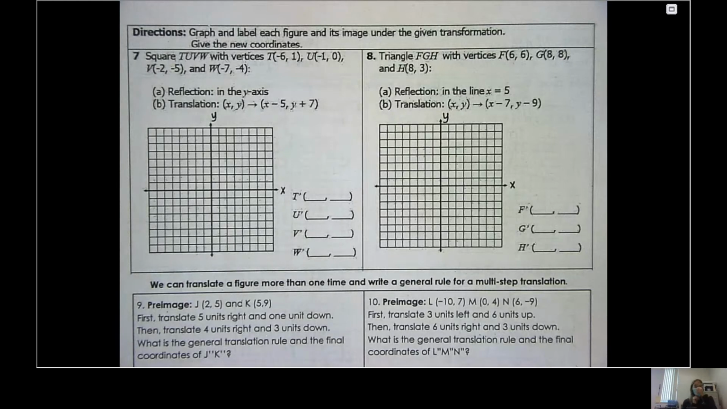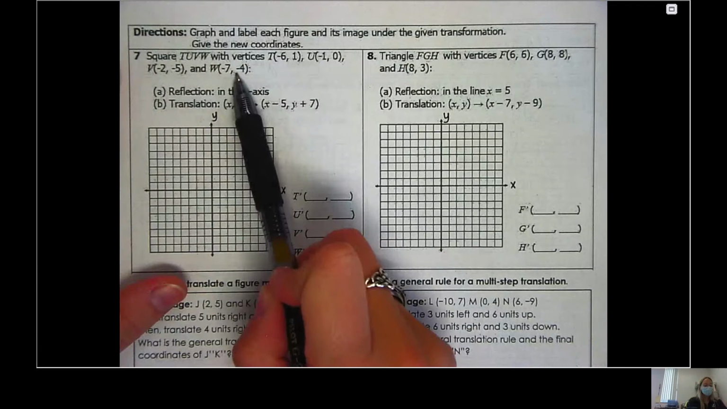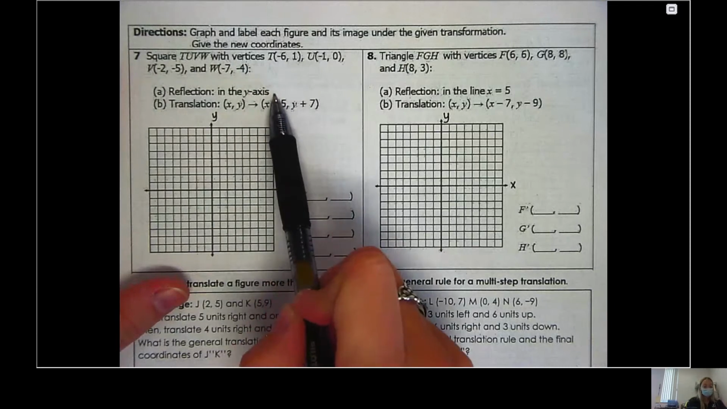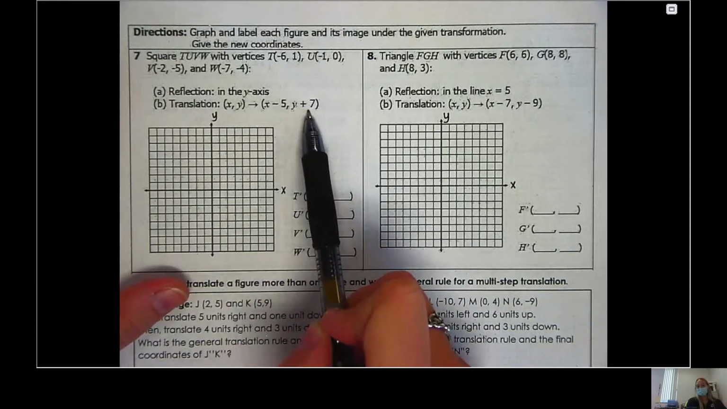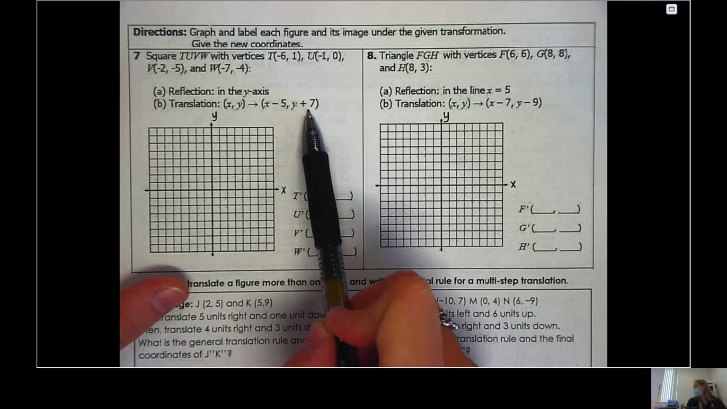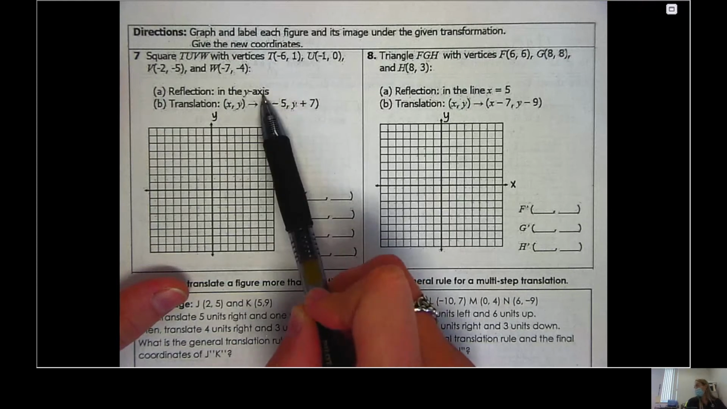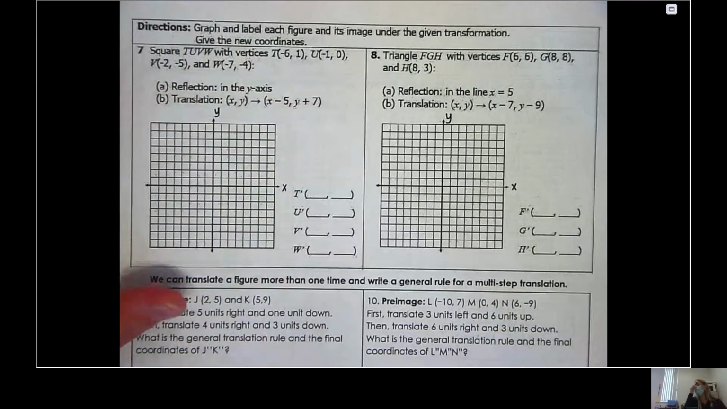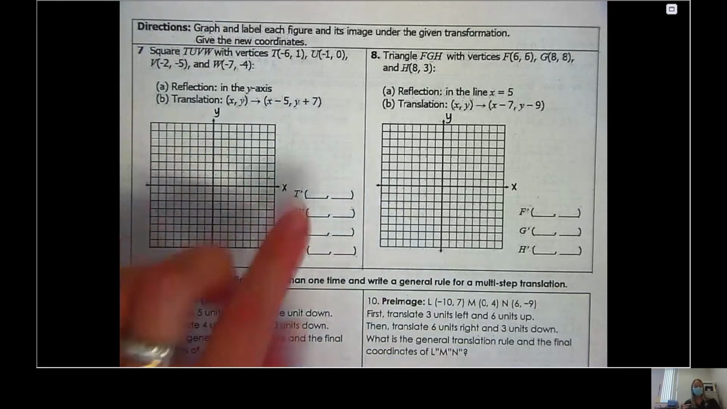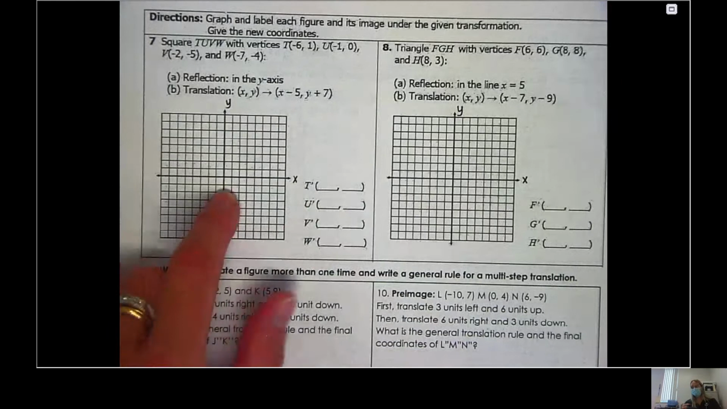No. For number 7 and number 8, I give you the original vertices. You have to reflect them and then translate them. So just like we did in the warm-up, reflect it first, translate it second. The only thing you have to graph for that one is the final image. So you don't need to graph all 3. I just want this last one as your graph.